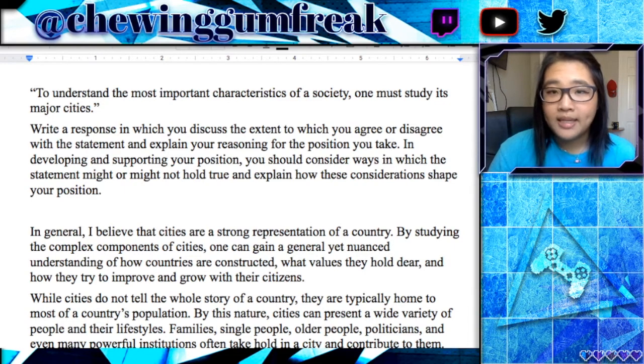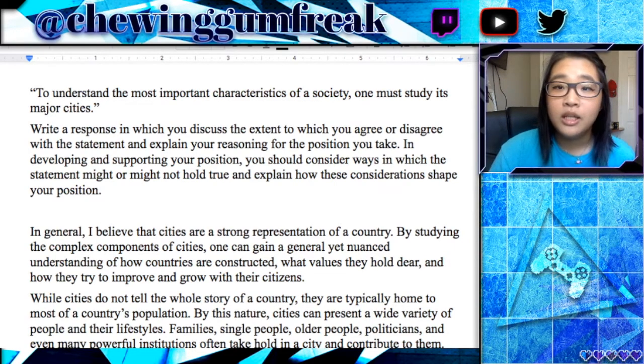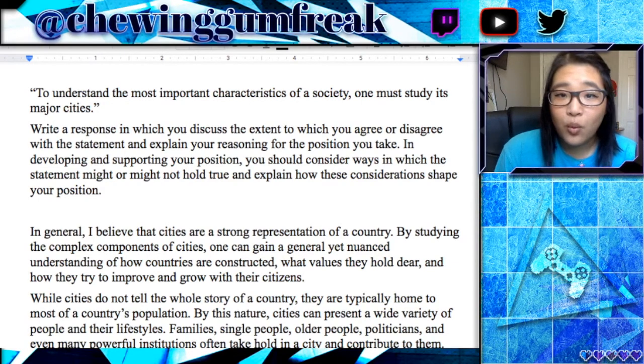So with that in mind, I will jump into the actual essay itself. You can see the prompt here, but if you'd like to follow along on your own, you can actually find the link to this essay in the description down below. Okay, so let's look at the prompt. It says, to understand the most important characteristics of a society, one must study its major cities. Write a response in which you discuss the extent to which you agree or disagree with the statement and explain your reasoning for the position you take. In developing and supporting your position, you should consider ways in which the statement might or might not hold true and explain how these considerations shape your position.